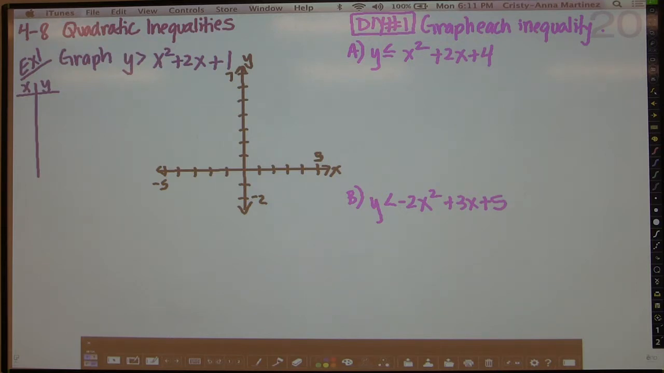And if it's a less than, you'll generally be shading outside of the parabola, again if it's facing up. And then of course, if it's a greater than or a less than, you want the boundary line to be a dashed line. If it's an equal to, less than or equal to, greater than or equal to, then you want to make it a solid boundary line. So let's get started here.